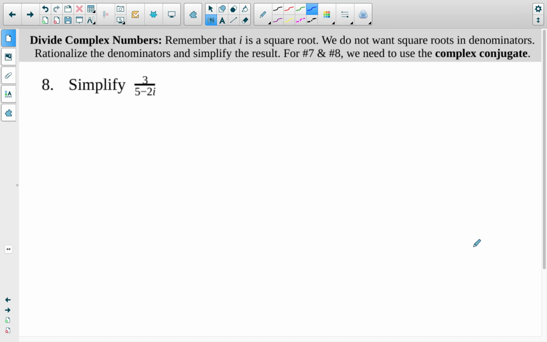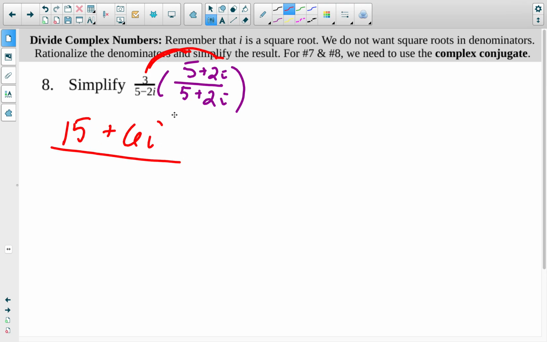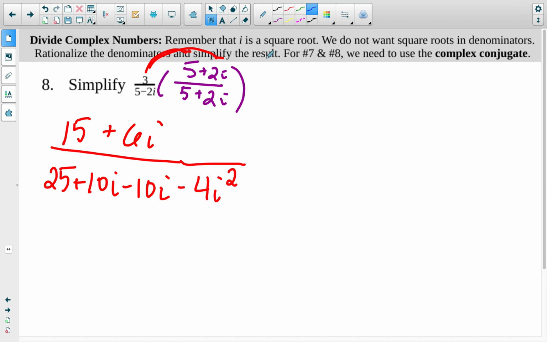Pause the video, give this a try. All right, so your complex conjugate would be 5 plus 2i. So our numerator is going to be more straightforward, right? We're just going to distribute this 3. So we'll end up with 15 plus 6i. And our denominator will turn into 25 plus 10i minus 10i minus 4i squared. So 15 plus 6i over 25 minus 4 times negative 1 will give us 25 plus 4, which will be 29.